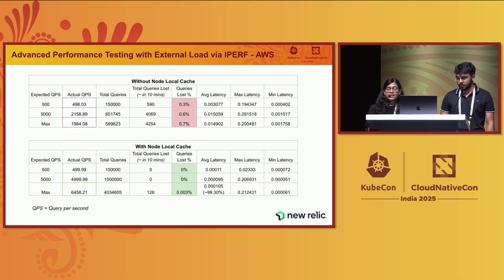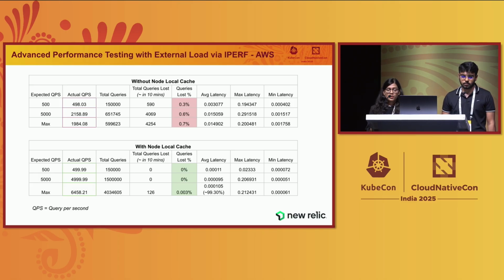And this is the final testing result, where we tested an AWS cluster with an external load using the iPerf tool. Here also, we tested under the same scenario of QPS levels, and we tested it for 10 minutes. Let's see the table without the local cache, and you can follow along the pink column in the table. At 500 QPS, we saw 0.3% of queries lost. With the QPS increasing to maximum, we saw 0.7% of queries lost.